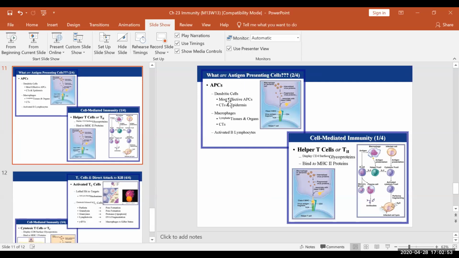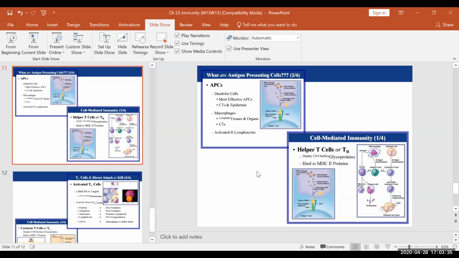And moving on to antigen presenting cells. So we have here dendritic cells, the most effective APCs. So APC stands for antigen presenting cells. They're located in the cutaneous connective tissues and epidermis, macrophage, lymphatic tissues and organs, for example, lymph nodes, connective tissues also, and activated B cells, activated B lymphocytes. And all of these 3 categories of APCs, they use class 2 MHC to present antigenic peptides at their surface. They're not using class 1, they're using class 2, okay?